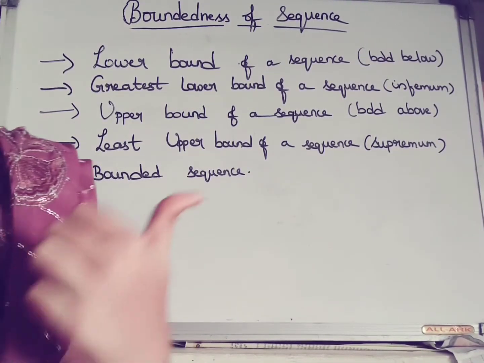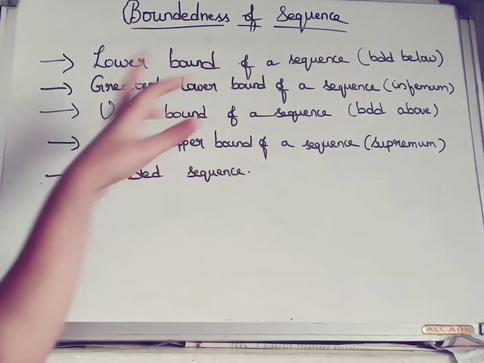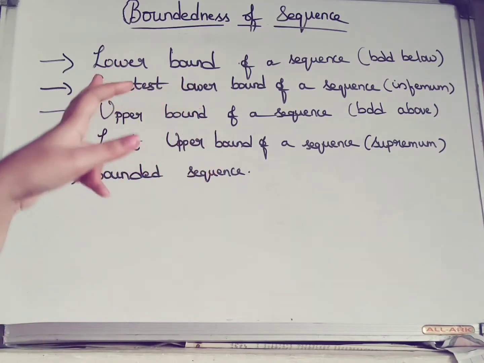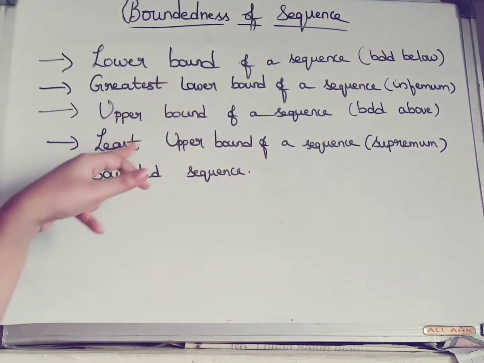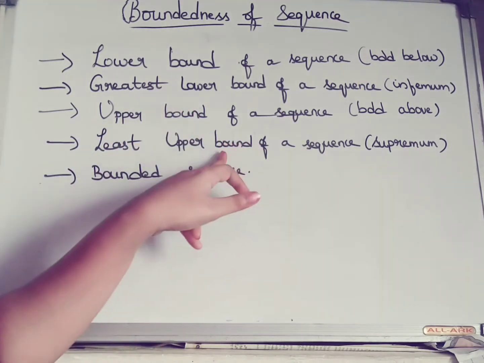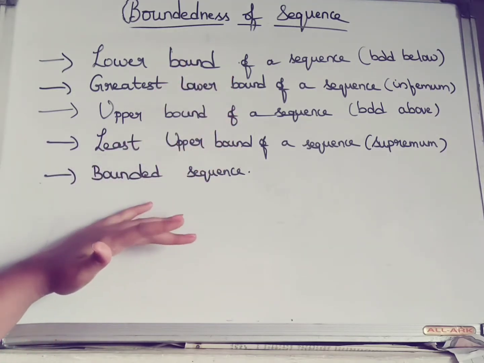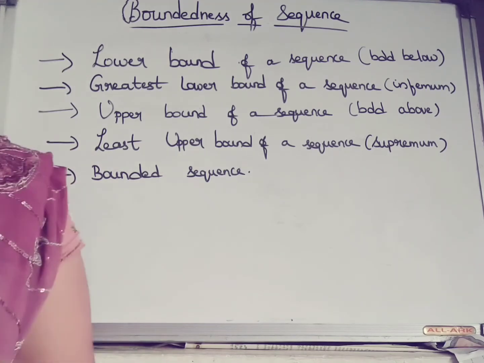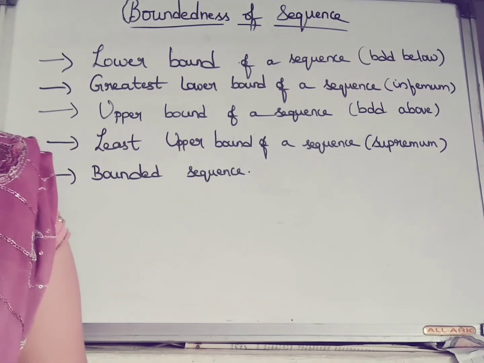Okay, see here. These are the topics we discussed till now. Lower bound of a sequence, nothing but bounded below. Next, greatest lower bound of a sequence based on this definition. Similarly, upper bound of a sequence. Next, least upper bound of a sequence. This is based on the definition of upper bound of a sequence. Next, bounded sequence definition. These topics we discussed. In my next class, we will discuss convergent sequence, limit of a sequence, and the uniqueness theorem. Thank you.